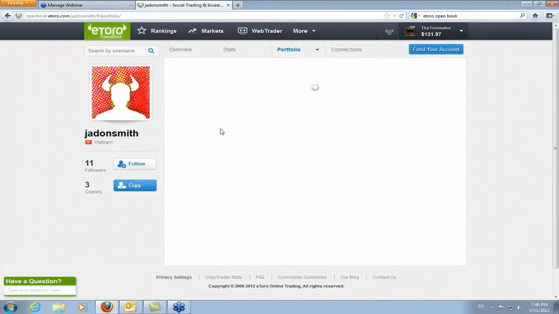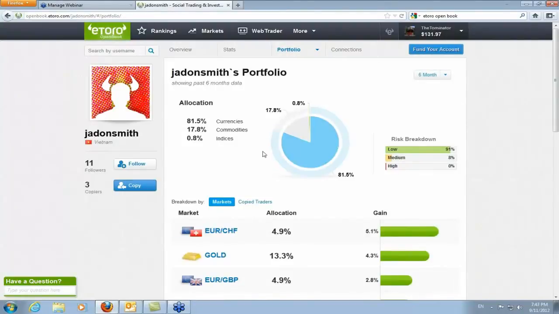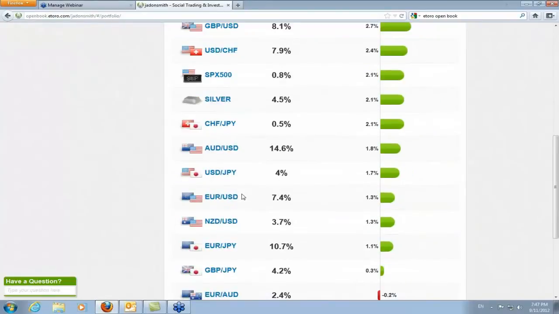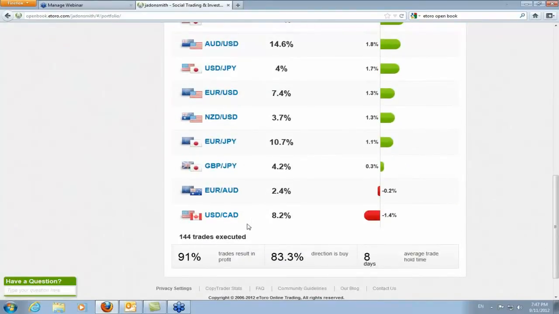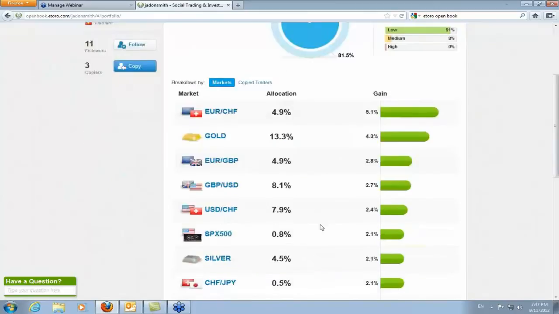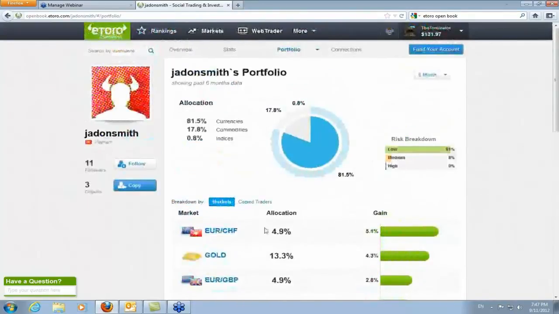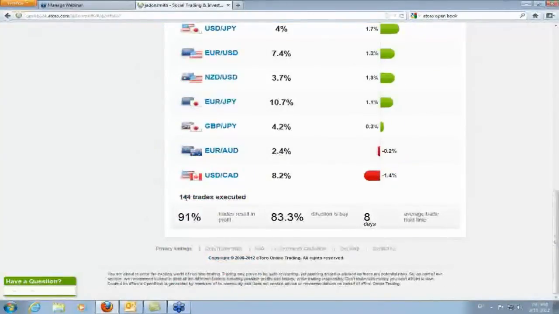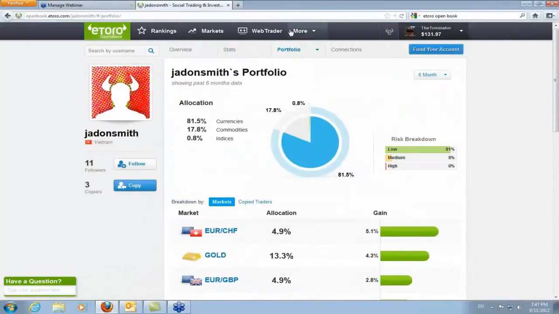What does he invest in? What does his portfolio consist of? And we're seeing that most of it is in currencies. A little bit of it is in commodities. Some of it is in indices as well. Not very good when it comes to the dollar and Canadian, but other instruments, this guy is pretty good. Mostly trades with low risk. Summarizing his activity in the last 6 months, 144 trades executed, 91% of the trades resulted in profit, and 8 days is the average trade hold time.